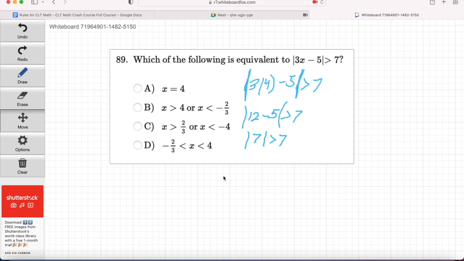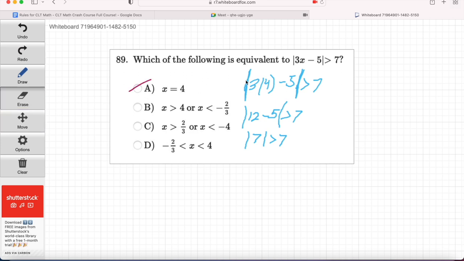So we've got the absolute value of 7 is greater than 7. You know what the absolute value of 7 is, right? That's just 7. So is that a true statement? No, it is not. If it said equal to, maybe we'd keep it, but the absolute value of 7, which is 7, is just not greater than 7. So answer choice A is gone. Any questions about that?